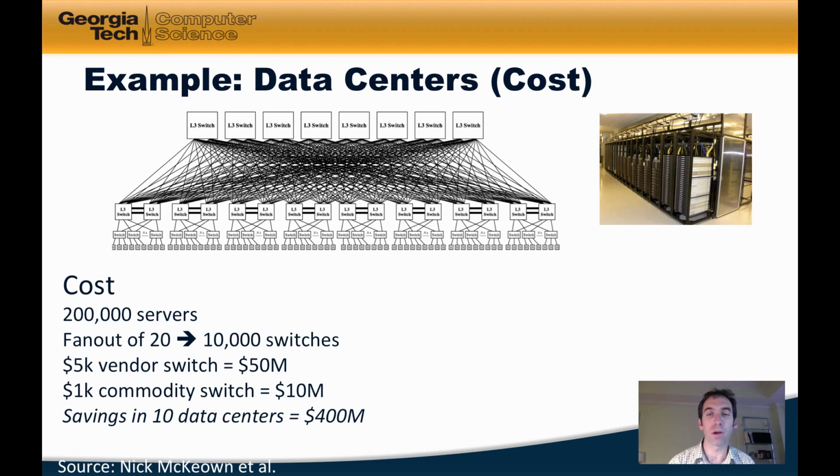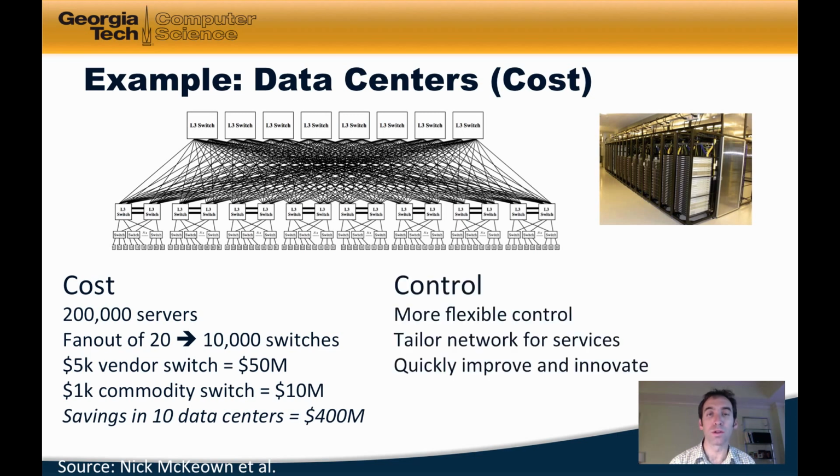So if we're talking about a large service provider that has 10 data centers, maybe a Google or a Yahoo or a Facebook, now we're talking about a savings of $400 million, which presumably you could then use to hire engineers to develop control systems for controlling those commodity switches.